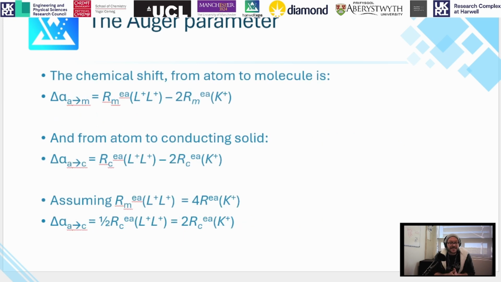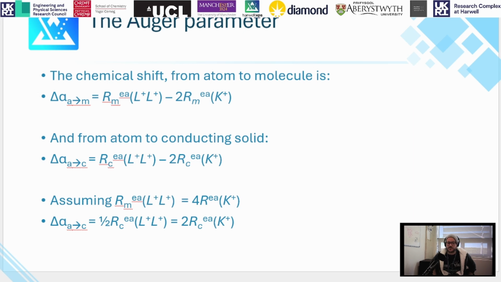So in a similar manner to what we've been doing already, if we look at the shift in the Auger parameter when going from an isolated atom to a molecule, we're left with the extra atomic relaxation energy for the LL double core hole state minus 2 times the extra atomic relaxation energy for the ionized K state, and then going from an atom to a conductive solid, we have this extra atomic relaxation energy for the double core hole state in the L shell for the conductive material, minus 2 times the relaxation energy for the ionized K shell for the conductive material.